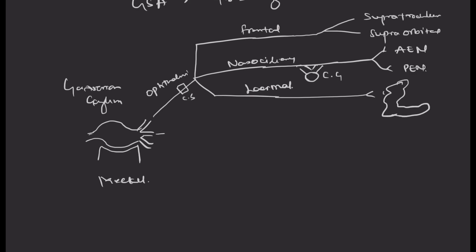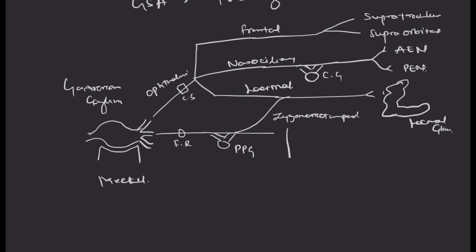Now coming to the maxillary division. The maxillary division comes out of the foramen rotundum and forms a ganglion called the pterygopalatine ganglion, and it gives a branch which goes and joins the lacrimal gland. This is called the zygomaticotemporal branch, and it supplies the lacrimal gland.